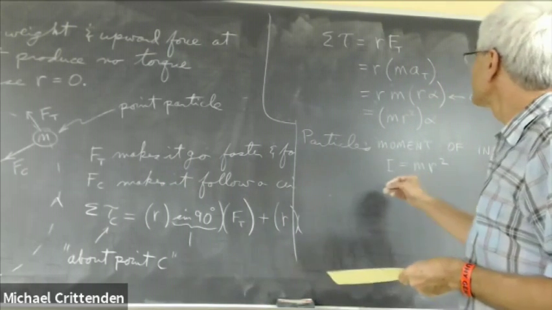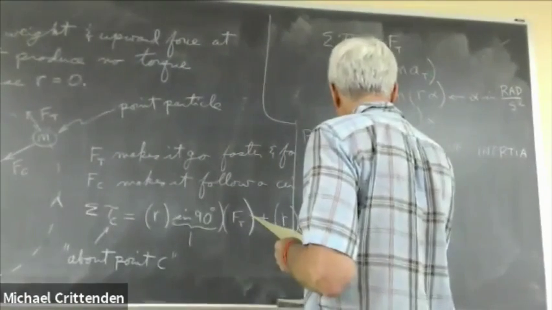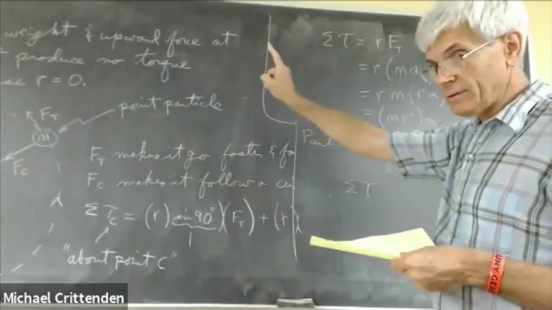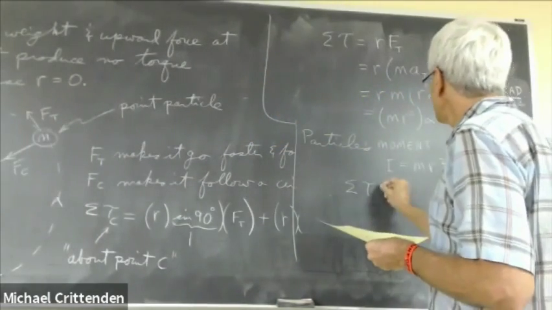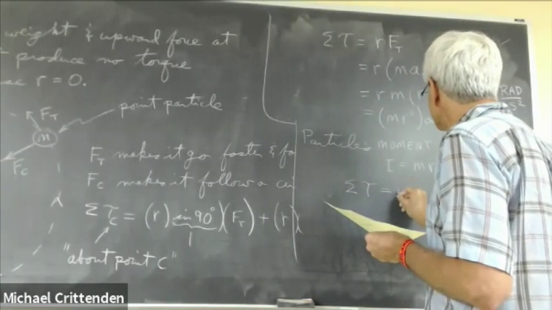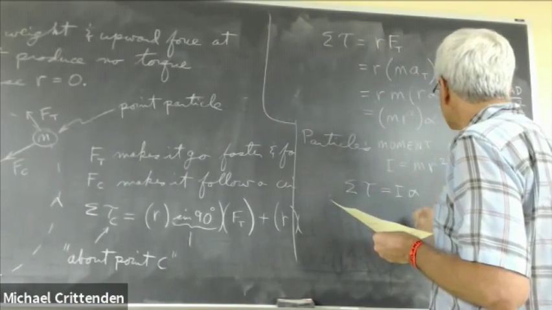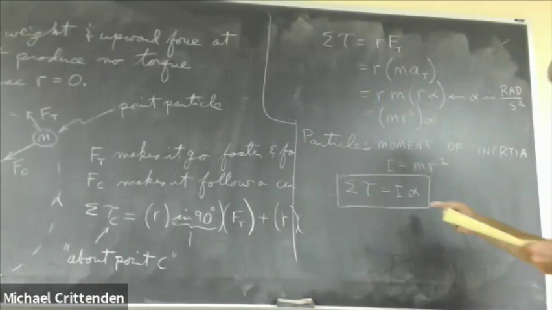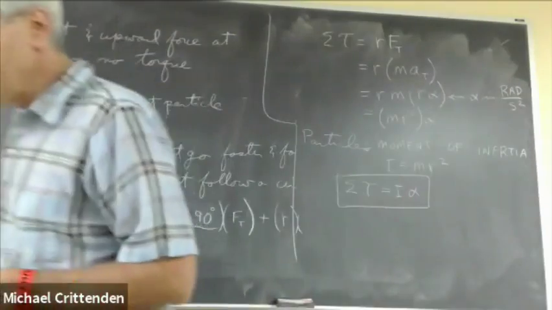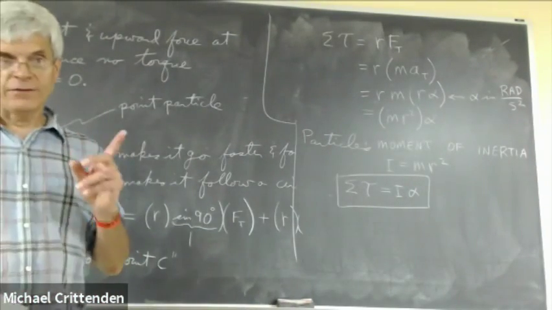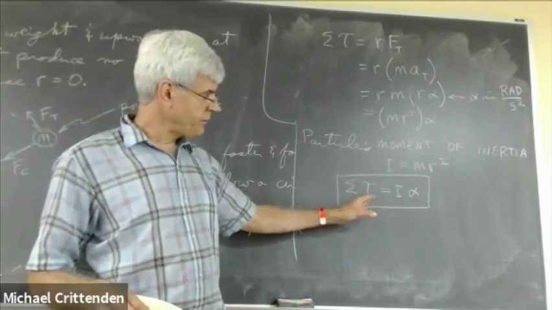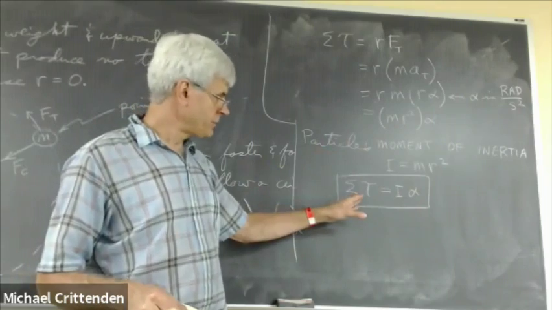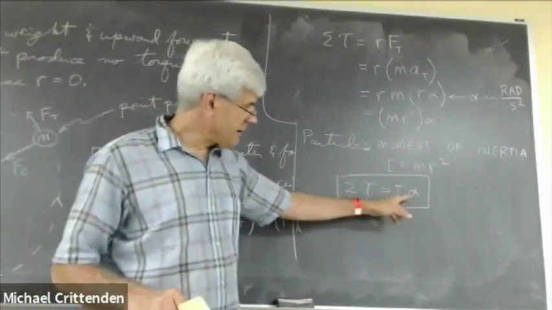But the summation of the torques on a point-like particle is all I've talked about so far. But there is your rotational counterpart for Newton's second law. For translational motion, summation of the forces is equal to m times a. For rotational motion, summation of the torques equals I times alpha.